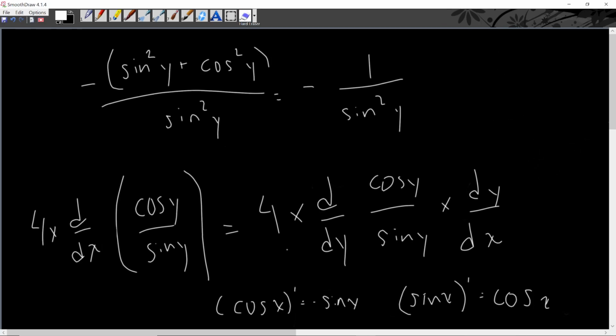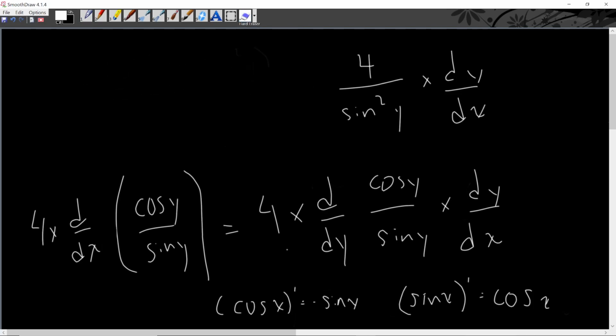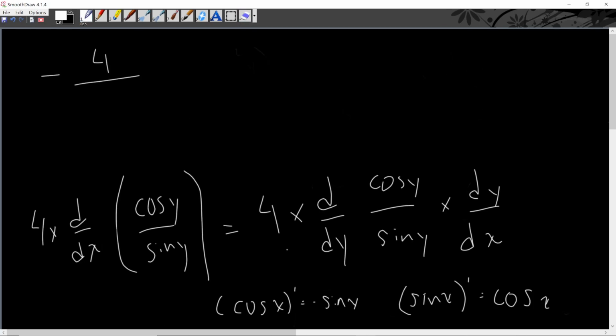Maybe it's a little bit of a time waste, but it's beneficial to do quotient rule and product rule and get those fundamentals down as much as you can. So we have negative 1 over sine squared y times 4. So we're just going to bring that 4 up here. And now from there, we have this multiplied by dy dx. And that's going to be what's on the left-hand side of this equation. So negative 4 over sine squared y.